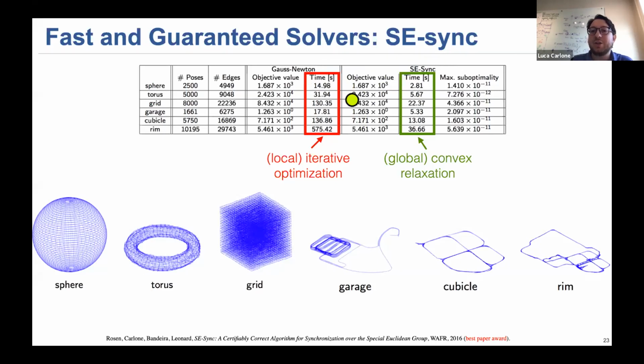And here, not only SCSync is faster, you can see that there is roughly an order of magnitude difference in terms of timing for some of the data sets. Not only that, but SCSync is a global solver, so we'll get to the optimal solution here.